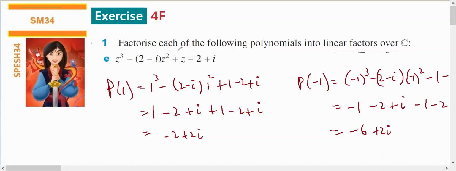This is for Year 12 Special. It comes out of 4F question 1E. What to do about factorising when there's an i involved? Okay, so I've tried P of 1 and it's no good, and I've tried P of negative 1 and that's no good.